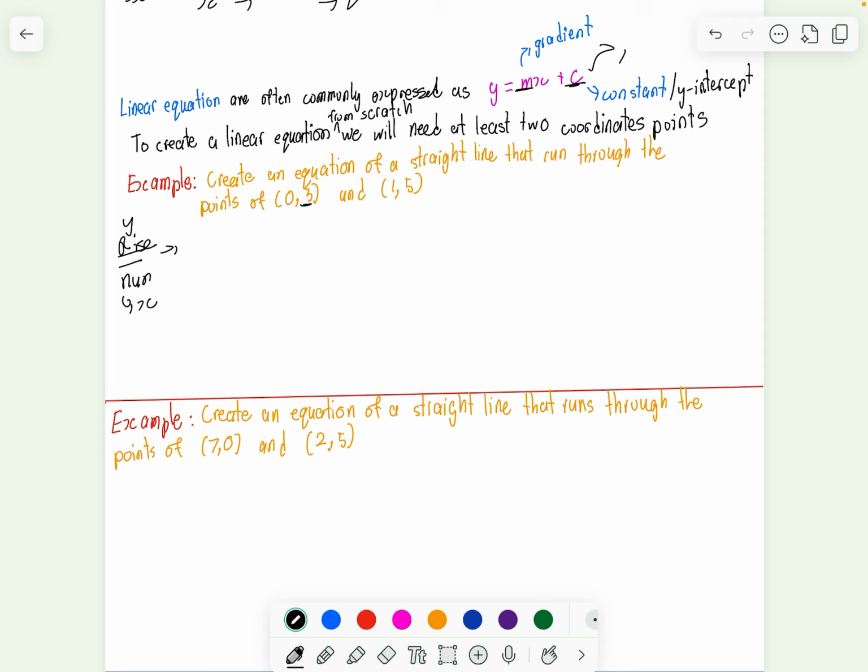So we get our y values. So we go 5 minus 3.